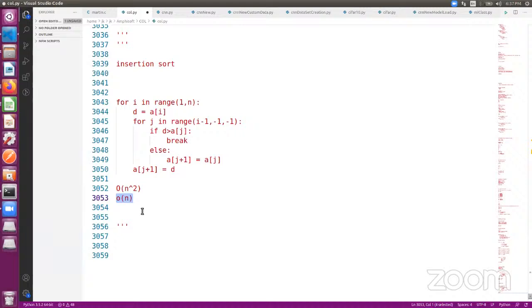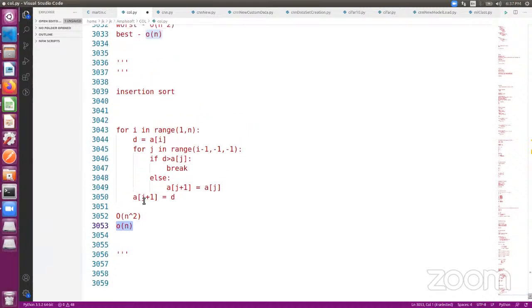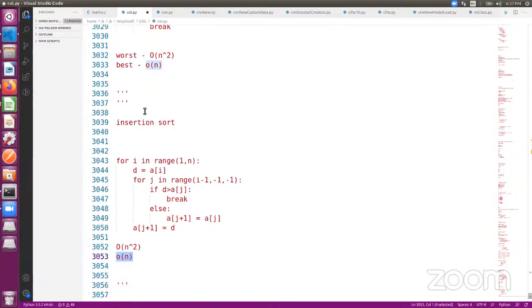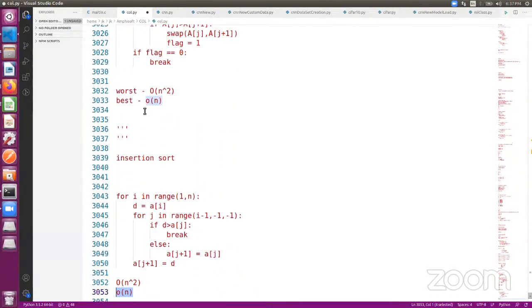Okay, fine. So now comparing insertion sort and bubble sort, which one do you think is better? Is insertion sort better or bubble sort better? Both have best case order of n and worst case order of n square.